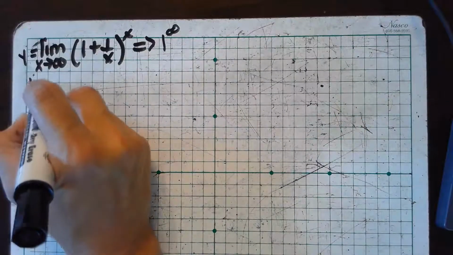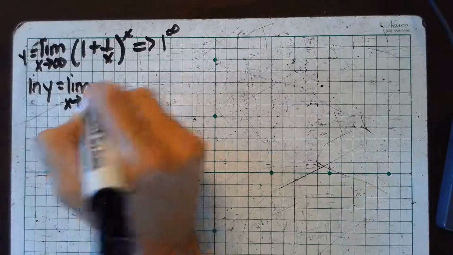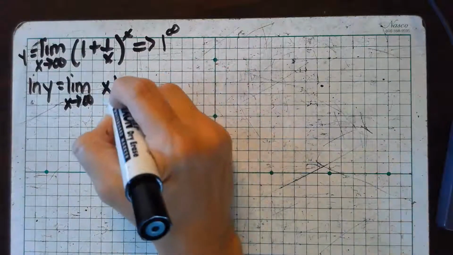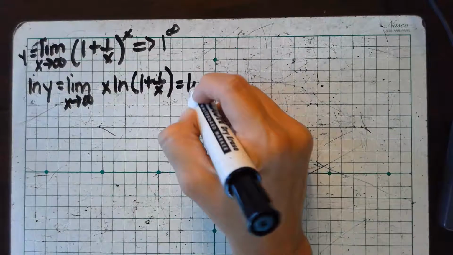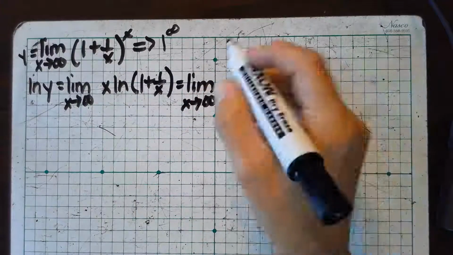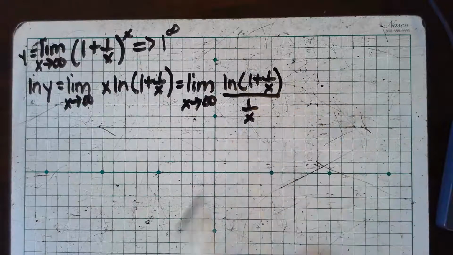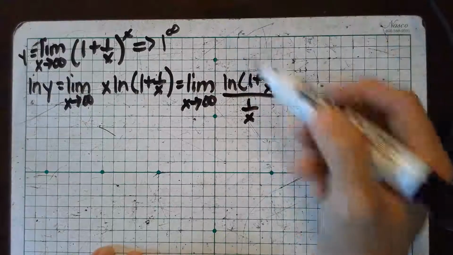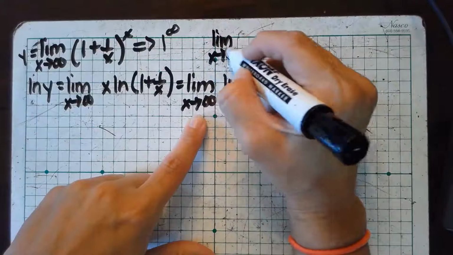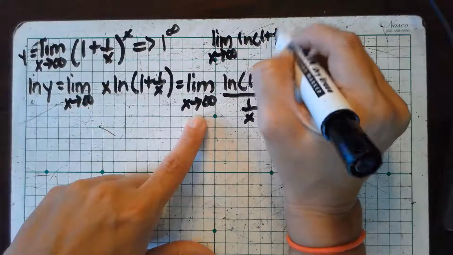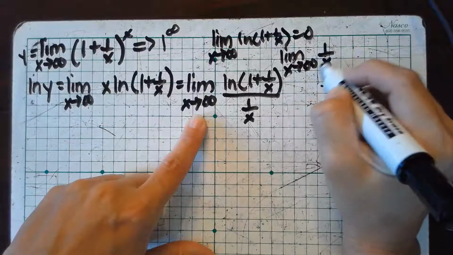And if I use logs, I'm going to go ahead and save myself some time, and bring that x down. Now I'm going to want to change this so it's the natural log of 1 plus 1 over x and then 1 over x. So I have a numerator and denominator. And when I go to infinity, this goes to 0. I'm left with the ln of 1. So the limit as x approaches infinity of the ln of 1 plus 1 over x goes to 0. And the limit as x approaches infinity of 1 over x also goes to 0.